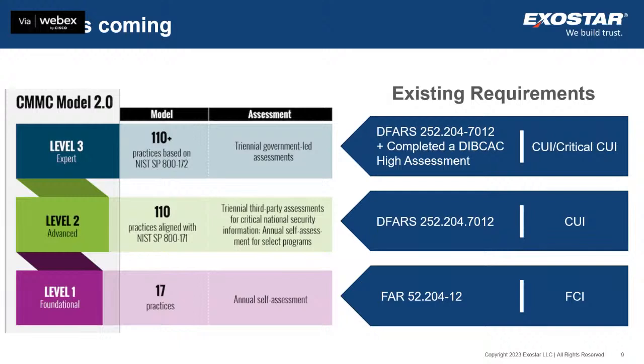If you have critical controlled unclassified information, then you would be level 3, right? That includes some additional controls over NIST 800-171, and it's a DIBCAC assessment that you'll need to go through, not one from a C3PAO.